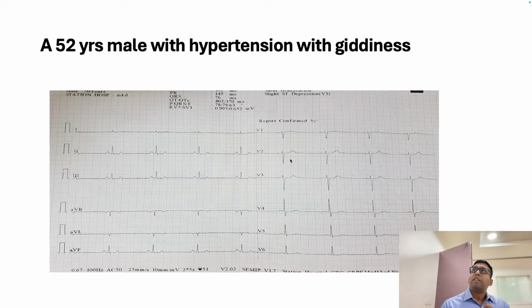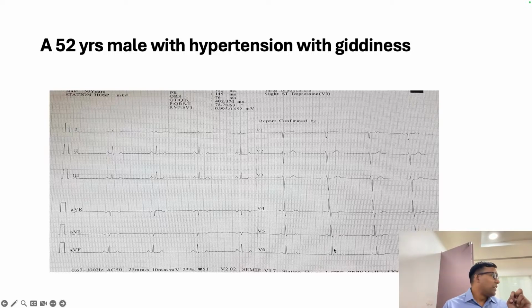Now, coming to the ECG, basic ECG: a 52-year-old male with hypertension with giddiness. What are you getting in this one? Sinus bradycardia, very good. Sure it is sinus bradycardia? The rate is low, I agree with you, it is bradycardia. But is it sinus bradycardia or not?